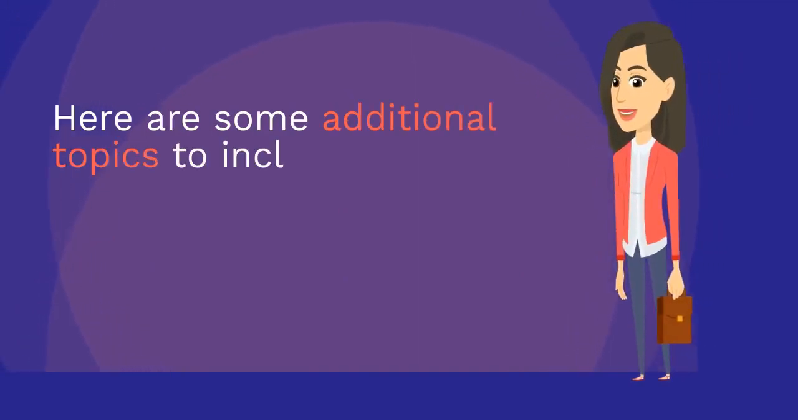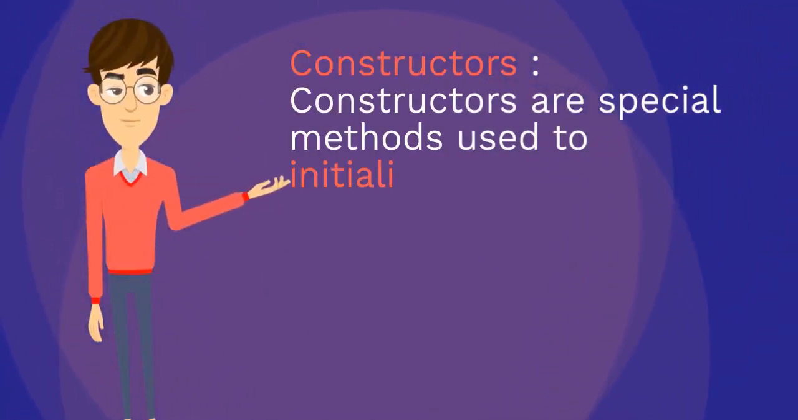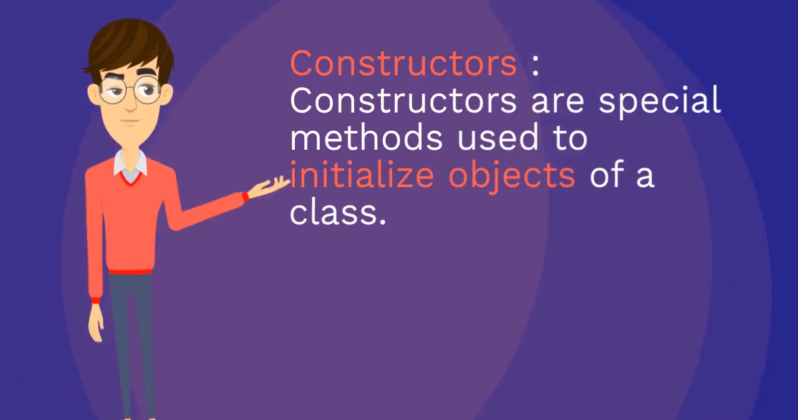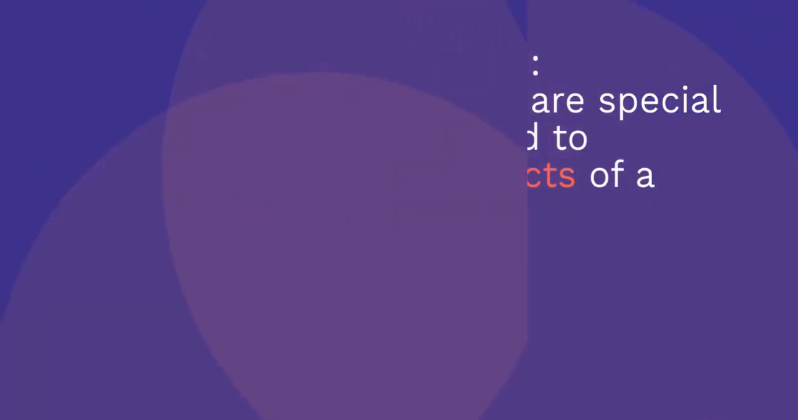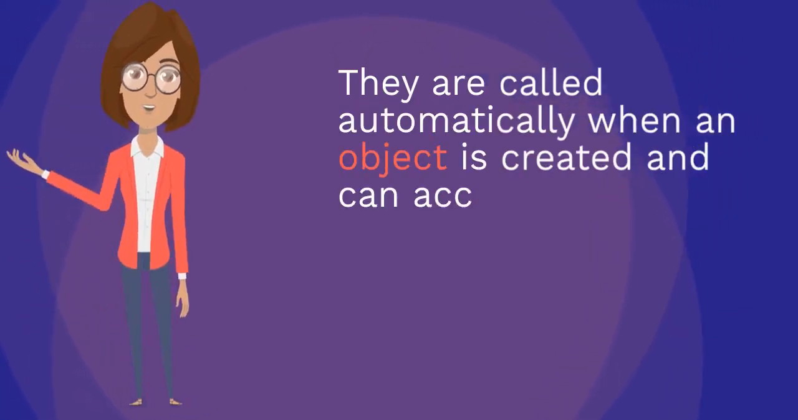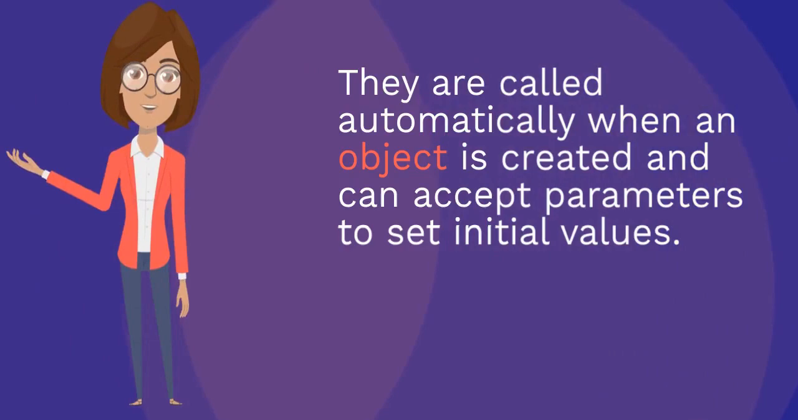Here are some additional topics to include in the Beginner's Guide to Java Programming. Constructors. Constructors are special methods used to initialize objects of a class. They are called automatically when an object is created and can accept parameters to set initial values.